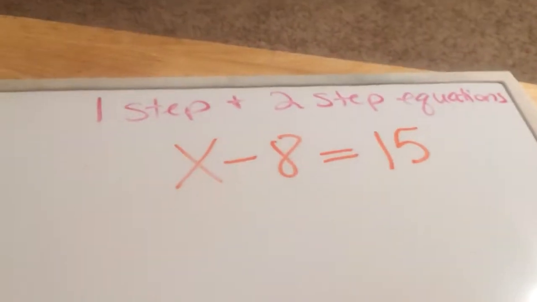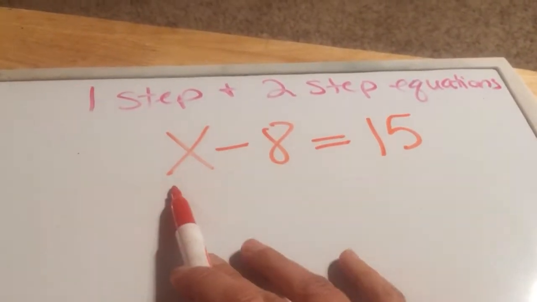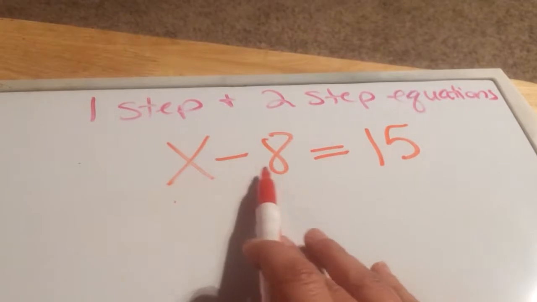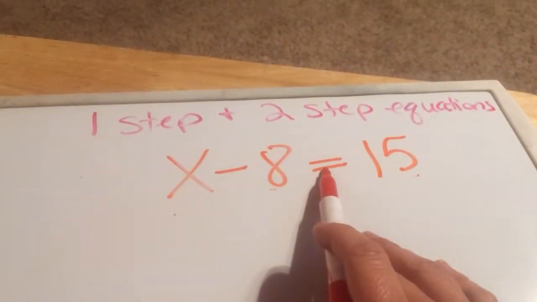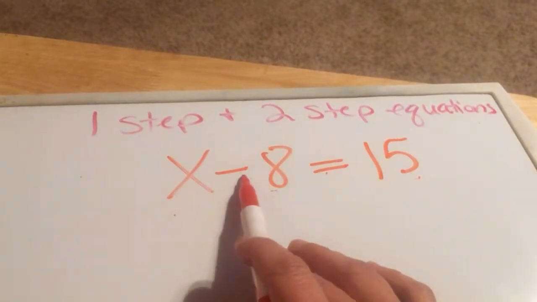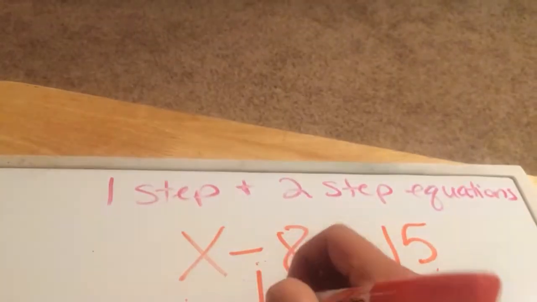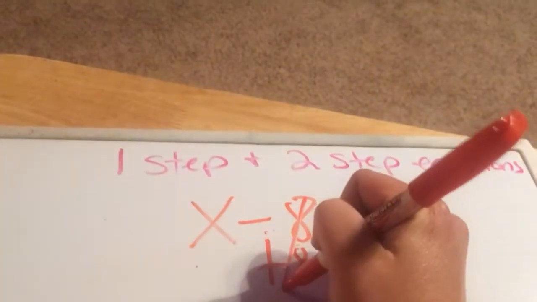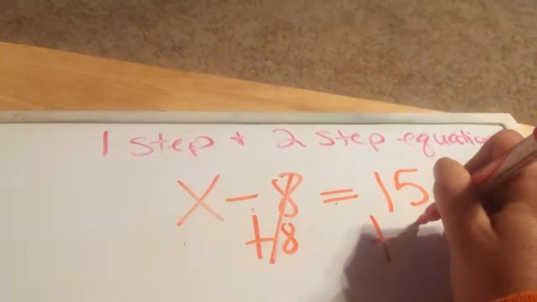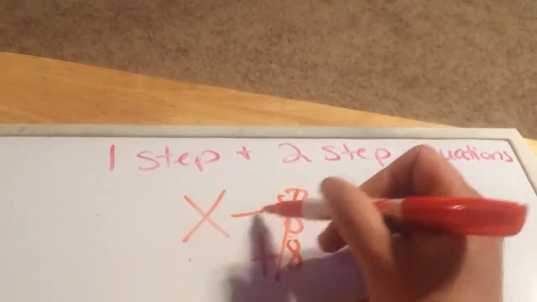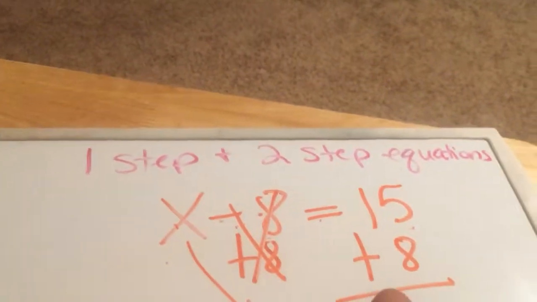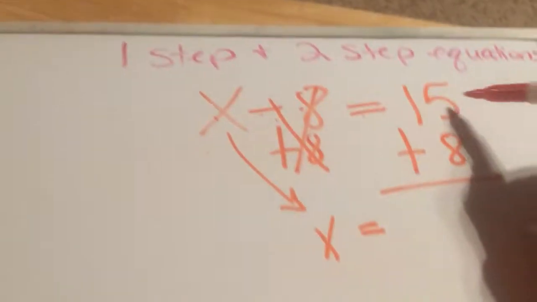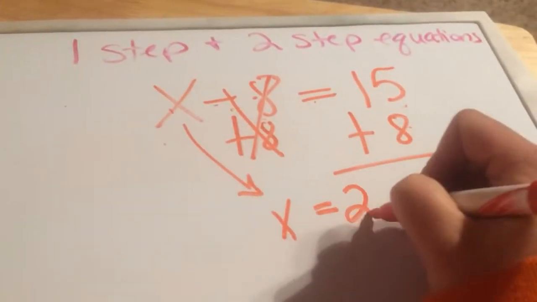Here's one-step and two-step equations. You always want to get the x by itself, or the variable, so we're going to move the 8 to the right side. When you cross the equal sign, you have to do the opposite sign. So we want to add 8 to both sides, because what you do to one side, you have to do to the other. So negative 8 plus 8 is 0, and we're left with x equals 15 plus 8 is 23.